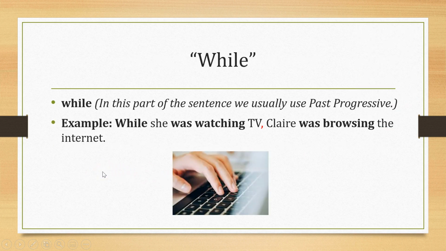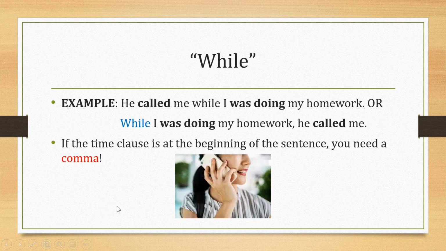So let's look at while first. In the part of the sentence that has while, you usually have past progressive. Example, while she was watching TV, Claire was browsing the internet. Here's another example with while. Now I took the same sentence and I switched the order.